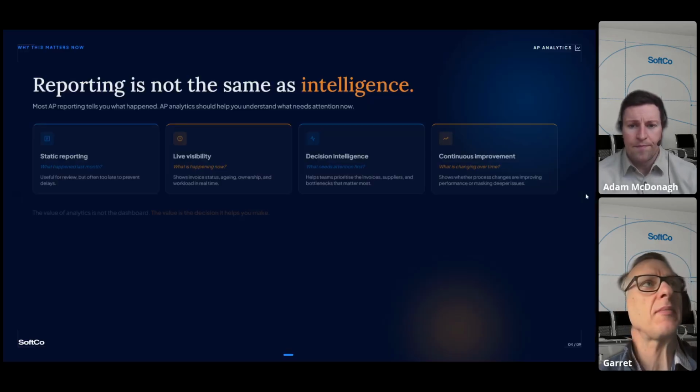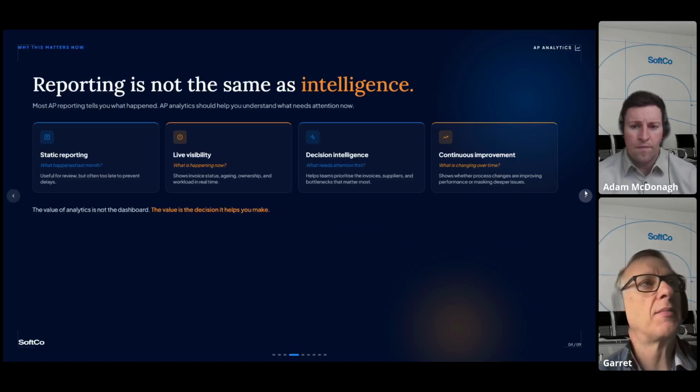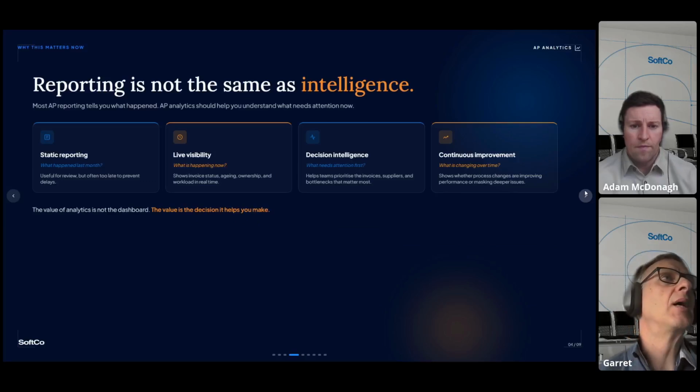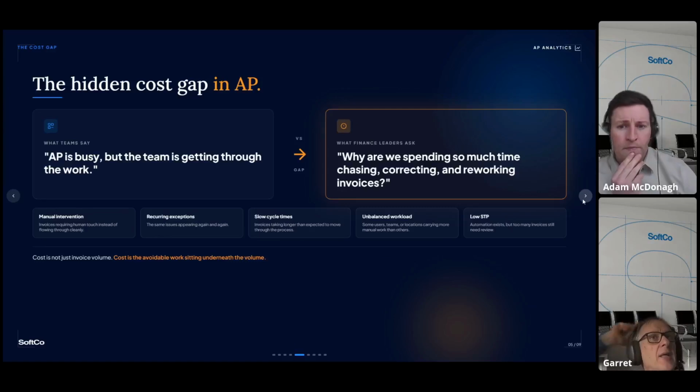Absolutely. And then I suppose that brings us on to the next point, which I think we can skip on, but let's talk more about the effect that has on the AP process and the AP team.